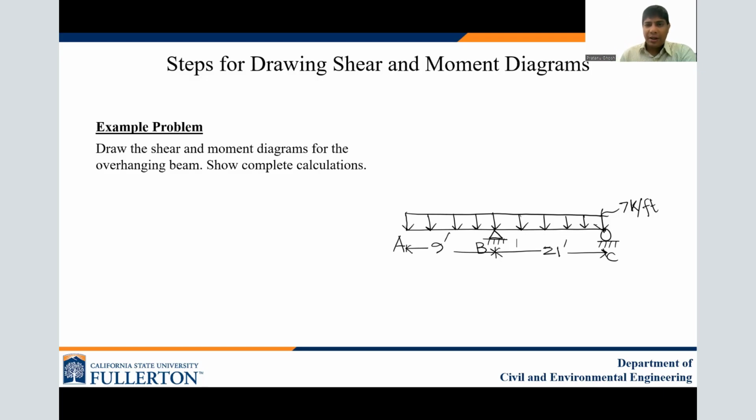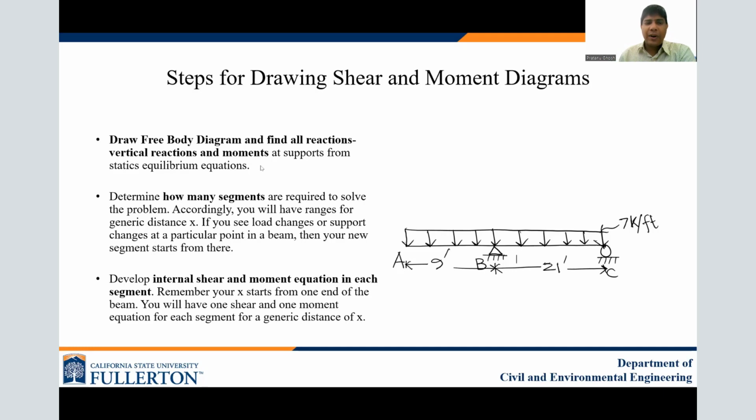So let's go step by step. So first step, what we need to do? We need to draw the free body diagram and find all reactions, all vertical reactions and moments at the supports from static equilibrium equations, as you know. Then we need to think about how many segments are required to solve the problem. As you see here, we have two segments, AB and BC.